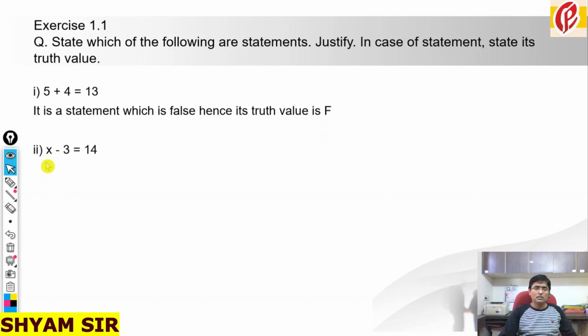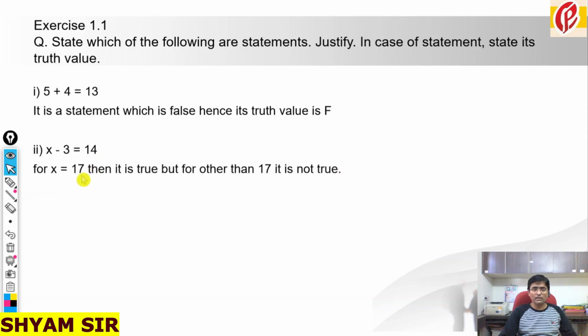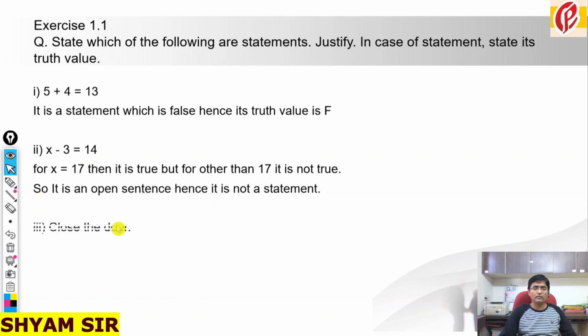Next is x minus 3 is equal to 14. So this is an equation, and you know that an equation is an open sentence. An open sentence is not a statement. For x is equal to 17, it is true, since 17 minus 3 is equal to 14. But for values other than 17, it is not true. Therefore, it is an open sentence. Hence, it is not a statement.